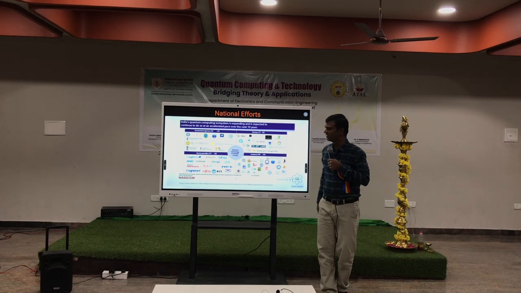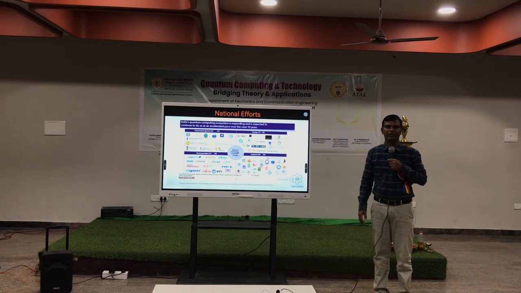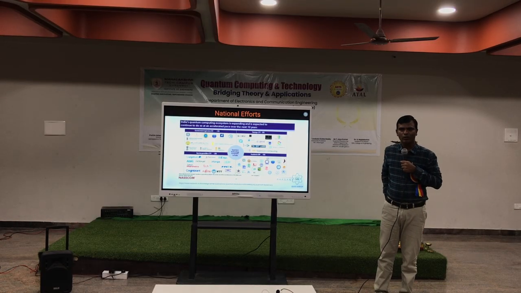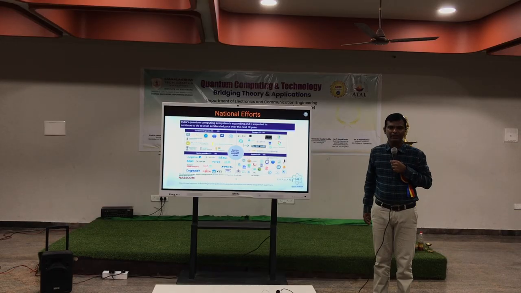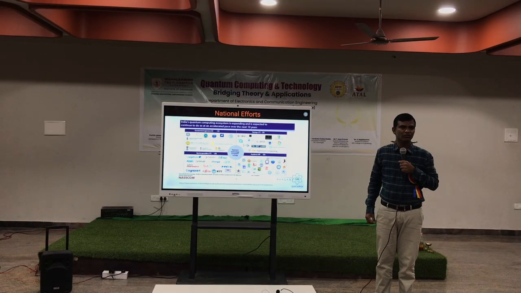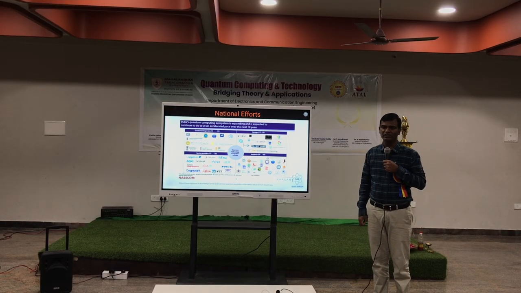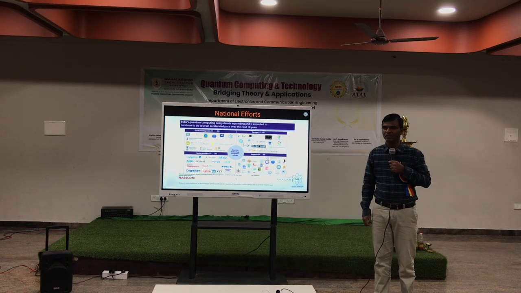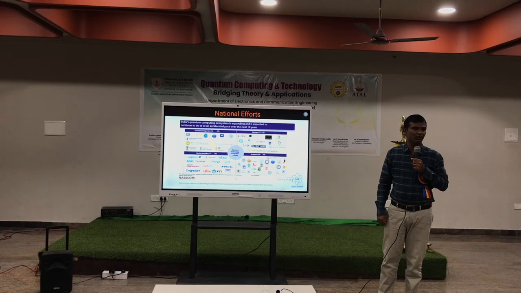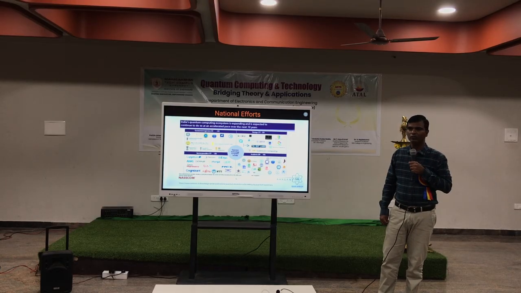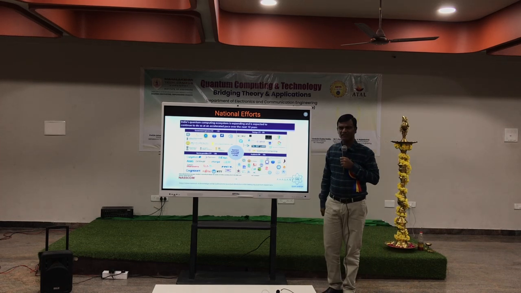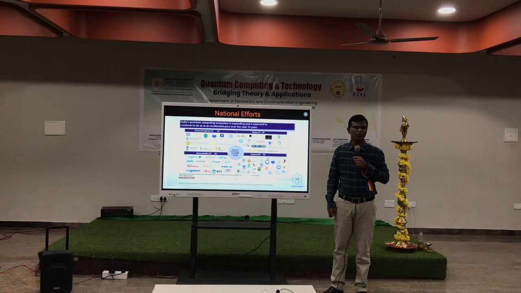This is how the Indian government is spending. They are spending $1.5 billion, only to prepare students and to build the quantum force and quantum research, just like how software engineers are there. Similarly, the government is aiming to prepare the quantum force, keeping in view the future demands. The government of India is spending $1.5 billion.